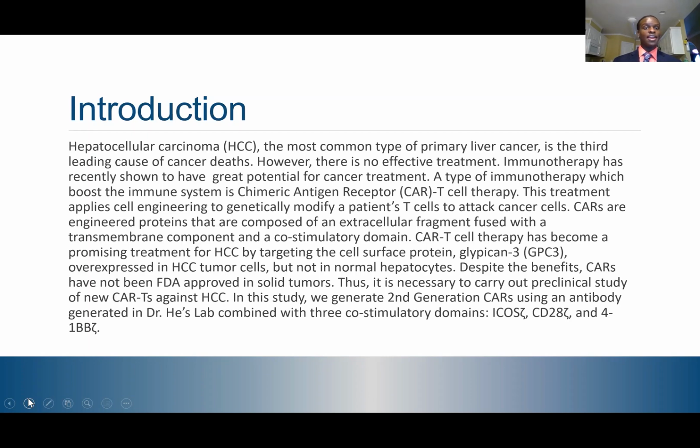These CARs are engineered proteins composed of an extracellular fragment fused with a transmembrane component and then a costimulatory domain. CAR T cell therapy specifically targets a cell surface protein, glypican-3 or GPC3, which is overexpressed and only expressed in HCC tumor cells. Despite the benefits, CARs have not been FDA approved for solid tumors. Thus, it is necessary for us to carry out these preclinical studies and trials. In this study, we generated second generation CARs using an antibody produced in Dr. Hughes' laboratory, combined with three different costimulatory domains: ICOS, CD28, and 41BB.